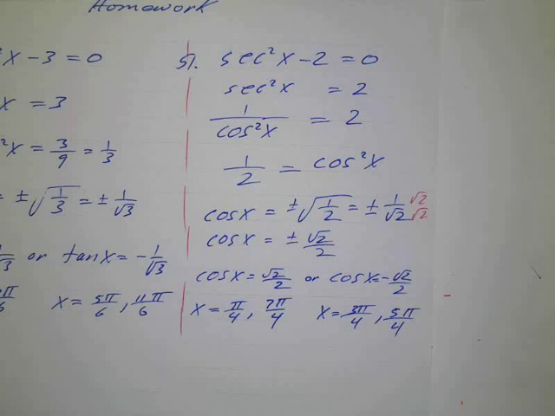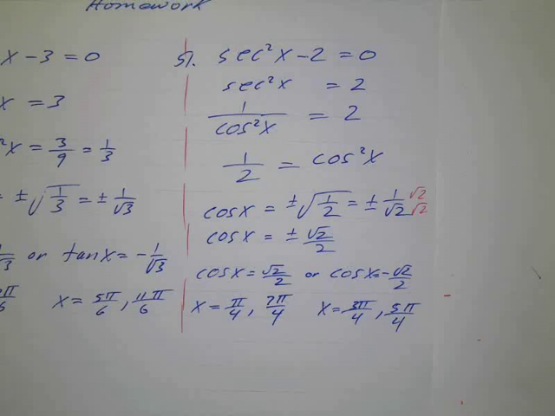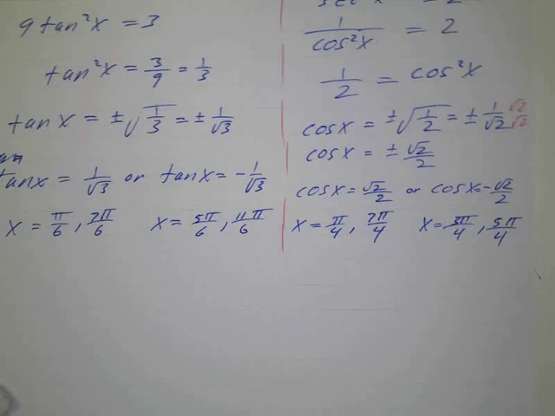So you've got all of them: pi over 4, 3 pi over 4, 5 pi over 4, 7 pi over 4. That covers all of them. This is your first and fourth quadrant where it's positive, your second and third where it's negative. Okay? So that's not too bad in 51.